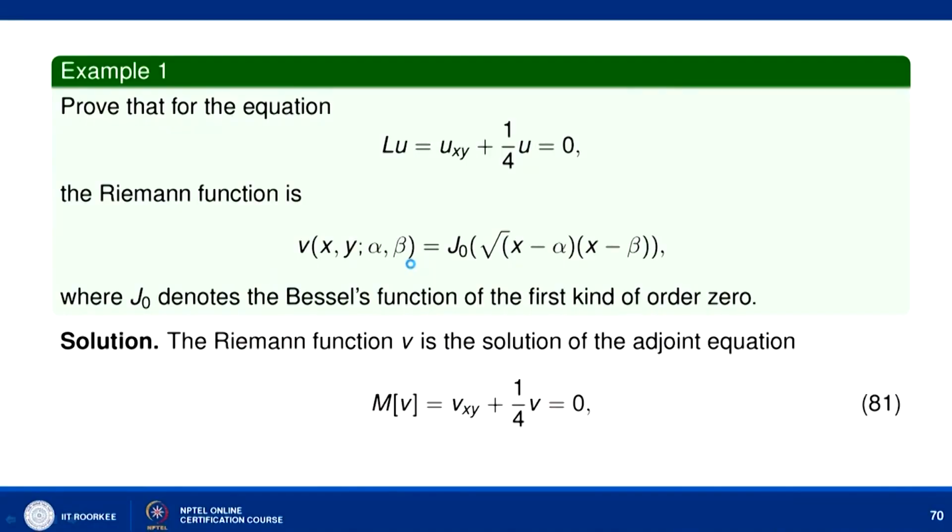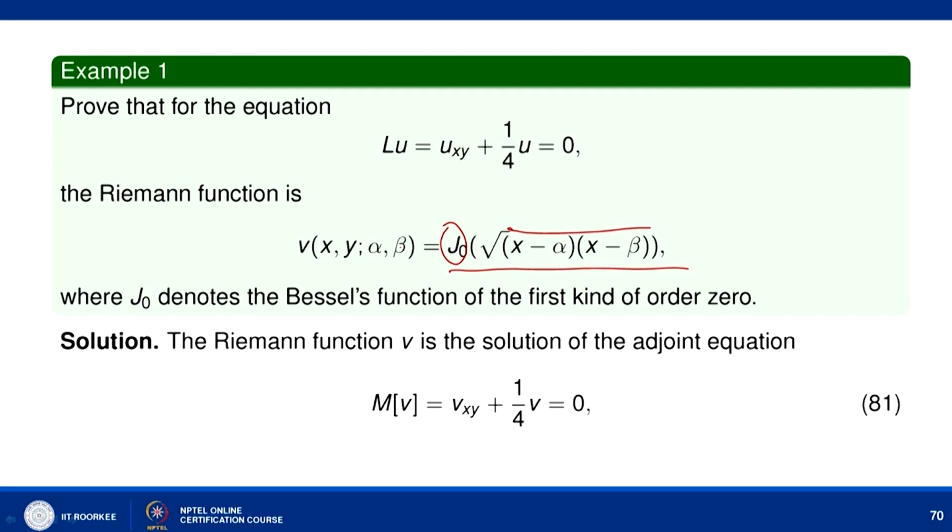So, now let us consider one simple example based on this, so that we can understand what we have just explained. The example is this: prove that for the equation Lu equal to uxy plus 1 by 4 u equal to 0, the Riemann's function, that is v, is J naught of the square root of (x minus alpha) into (y minus beta). Here J naught is the zeroth order Bessel function of the first kind.